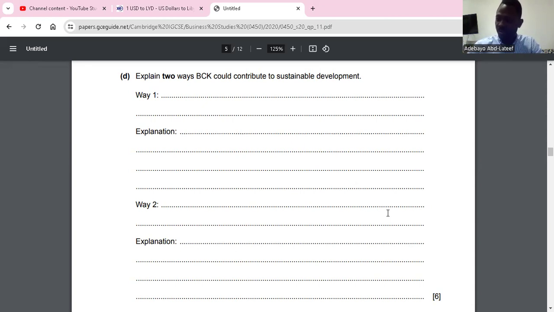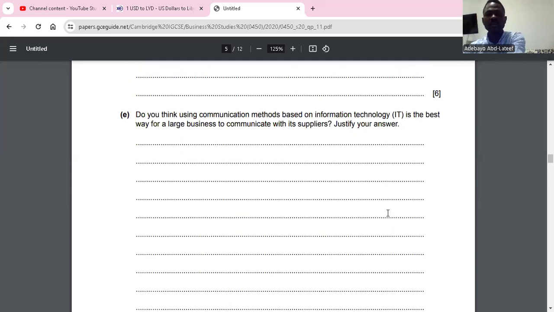Two, because it deals with gold, reduce the extraction of gold to just the ones needed for production in terms of demand. So BCK can also reduce extracting gold when it is not needed. So you extract them when there's demand for them, and that could also bring about sustainable development. Is it clear? So move on. Question E.